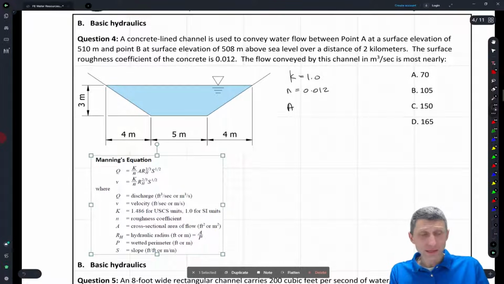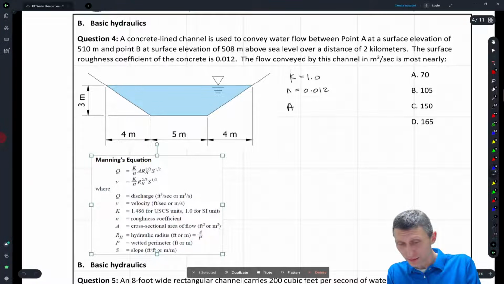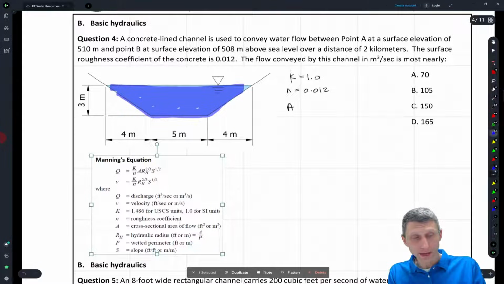The area is going to be the area of flow. So I'm going to just highlight this here. If I highlight this area, this is going to be the area of flow that we have to deal with. So that is our area.